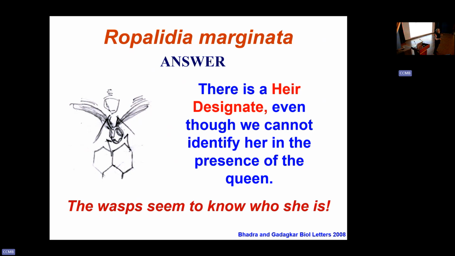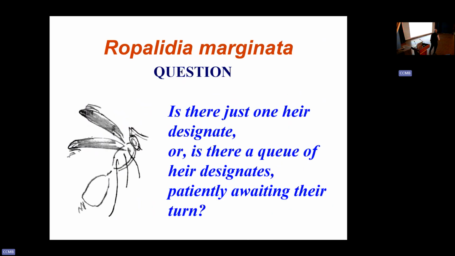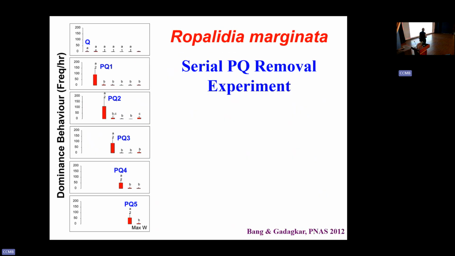And he did this experiment, and he showed that if you remove the potential queen, there'll be one more. You remove her, there'll be one more. In fact, the data looks like this. Is there just one heir designate, or is there a queue of heir designates patiently awaiting their turn? Normal colony, nobody is aggressive. Remove the queen, it turns out that one and only one individual will become hyper aggressive. Nobody else. Remove her, of the remaining individuals, one and only one individual becomes hyperaggressive.